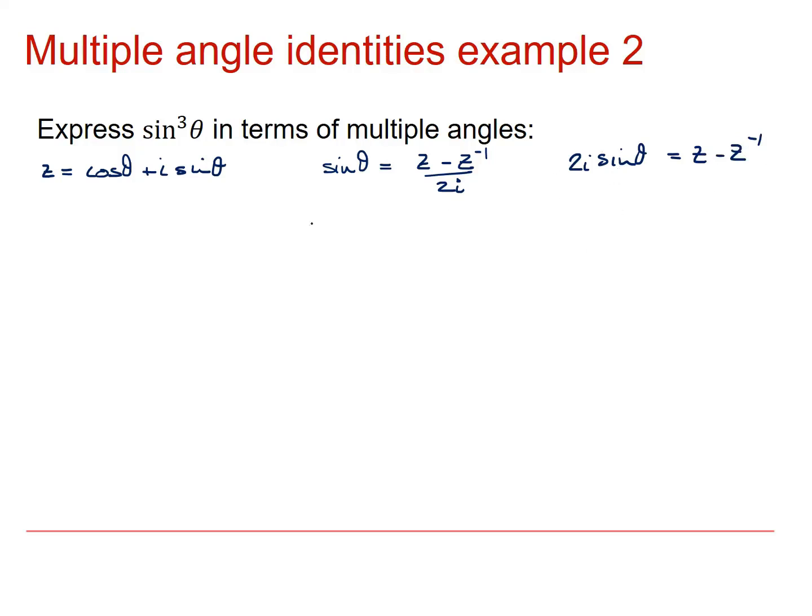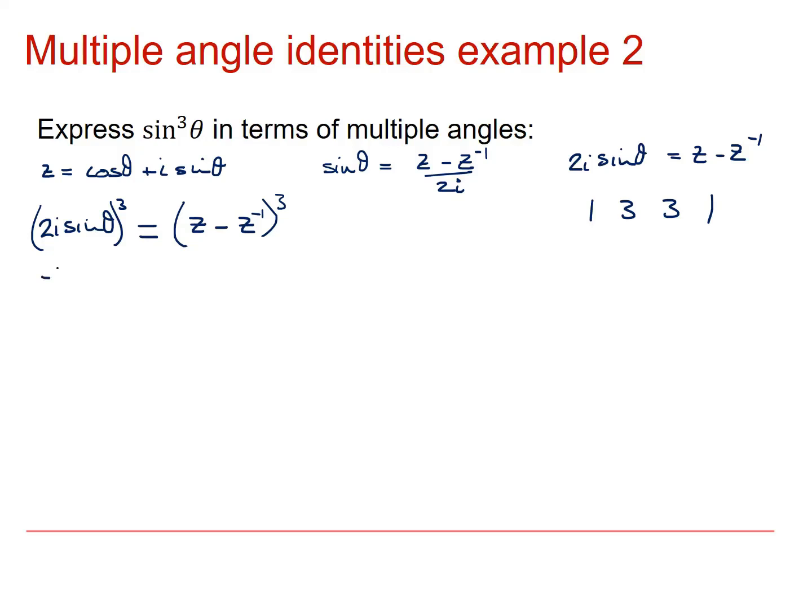Now I'm going to cube this whole thing, and you'll see why in a second. If I write 2i sine theta all cubed, I know I'm going to get something involving sine cubed, and I want an answer involving sine cubed. And that's going to be equal to z minus z to the minus 1 all cubed. This I'm going to multiply out using the binomial theorem again and Pascal's triangle, which is going to give me coefficients of 1, 3, 3, 1.